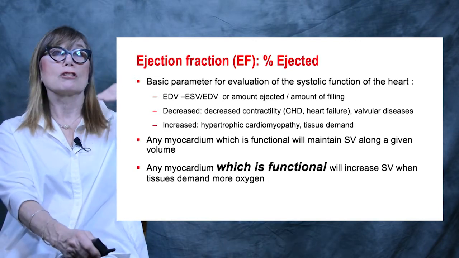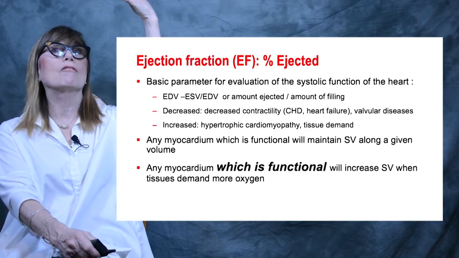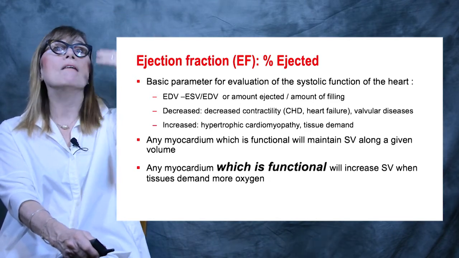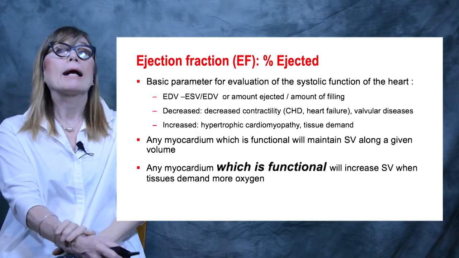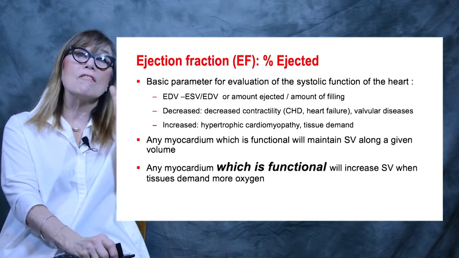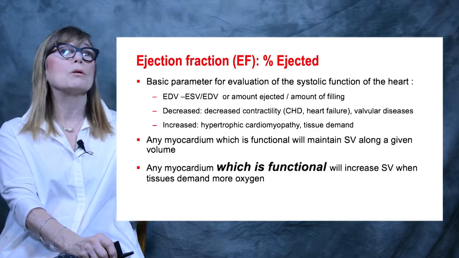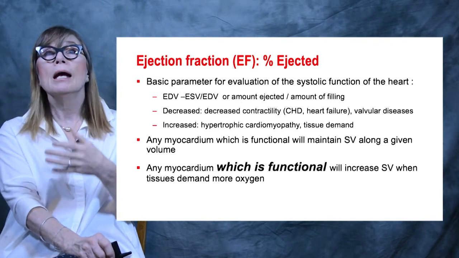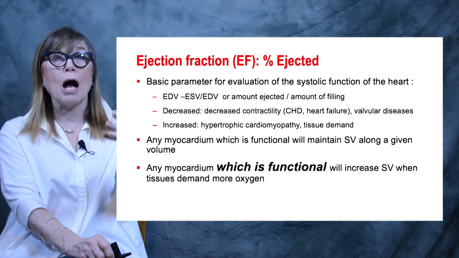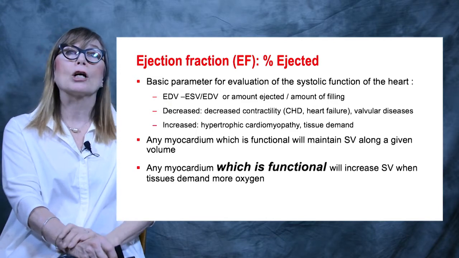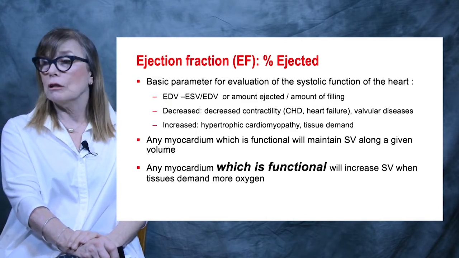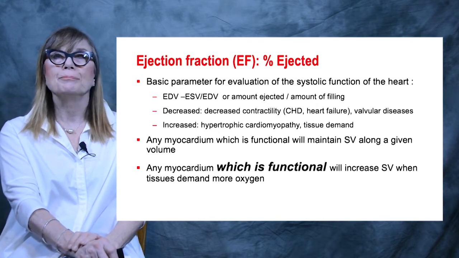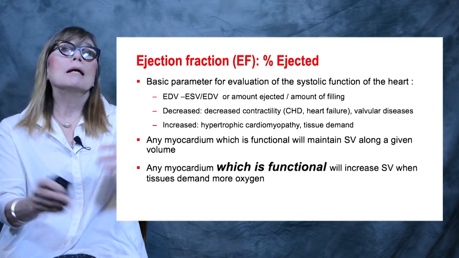Increased ejection fraction, so high to the 75 or perhaps even above, 75 to 80% of what filled the ventricle is ejected outwards, can occur when we have very significant buildup in the muscle wall, known as hypertrophic cardiomyopathy. Can also occur when we have hyperthyroidism, and it can occur as increasing contractility in response to tissue demand for oxygen. So here's the thing.